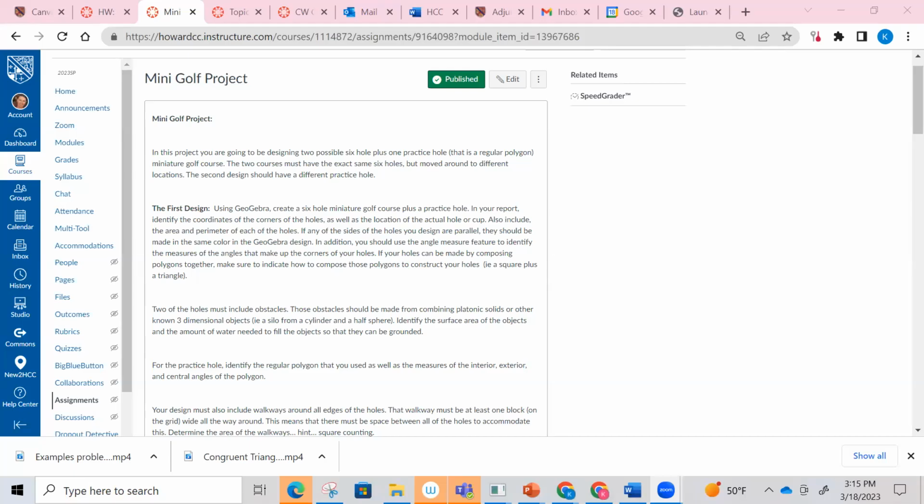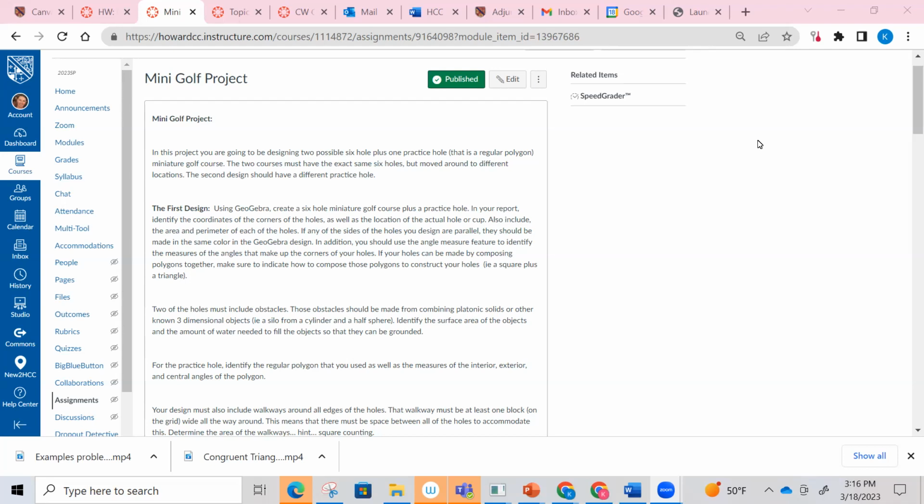So for this class, we do have a project. The project is called the Mini Golf Project. And in this project, you're going to design two possible 6-hole plus one practice hole. So you're going to have a total of 7 holes. And the practice hole is going to be a regular polygon in a miniature golf course.